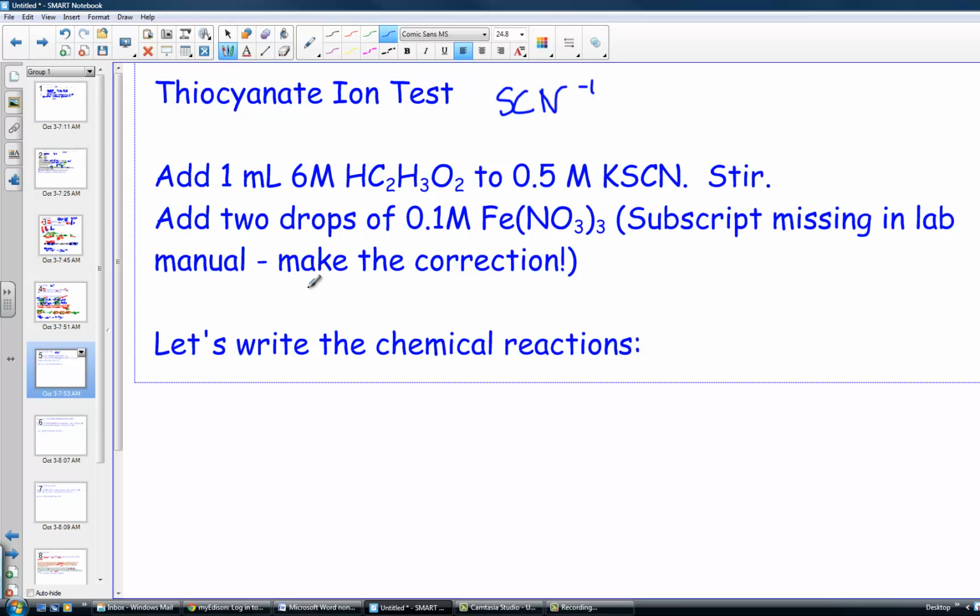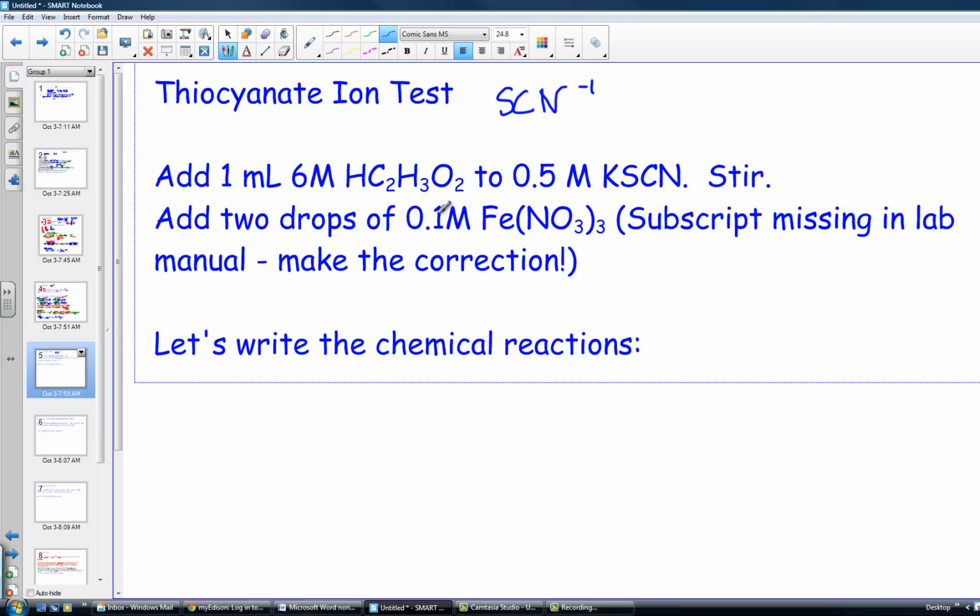Alrighty. So clean your glassware. Before you move on to this test, take a moment and clean the glassware. And now we're ready to go on and test for the presence of thiocyanate. We're going to take a little bit of acetic acid.